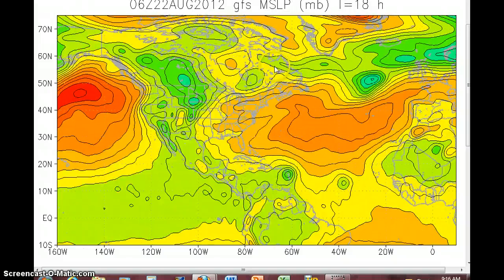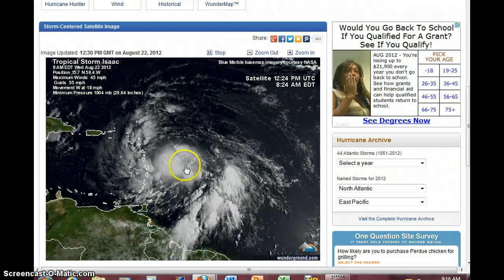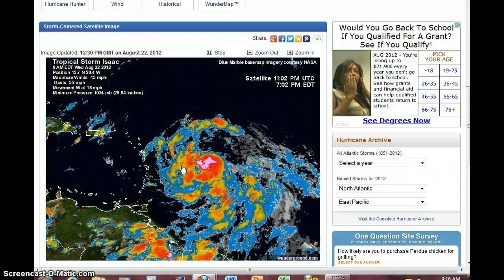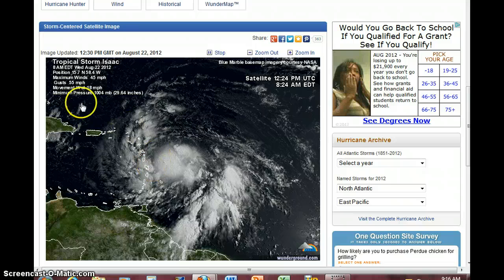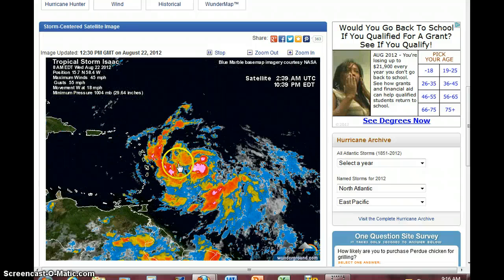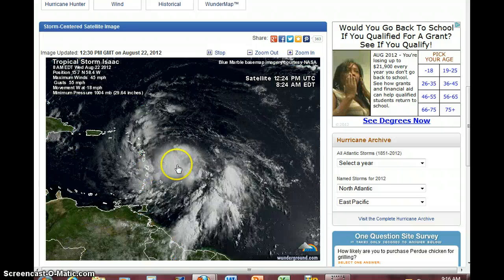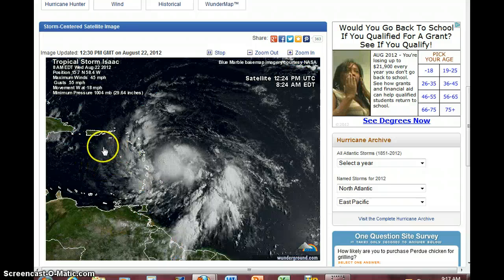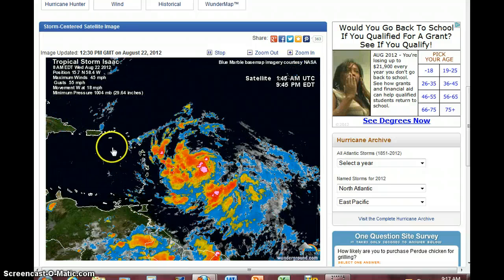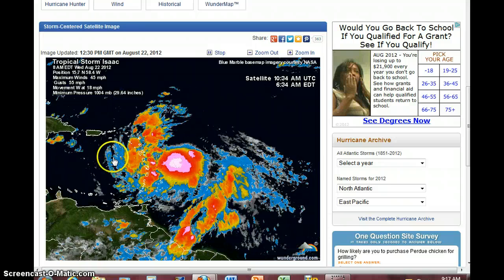That's all I have for today, folks. Just one last look at Isaac. Isaac with 45 mile per hour winds at 15.7 north, 58.4 west. Maximum winds are 45, moving west at 18, 1,004 millibars. Look for Isaac to continue strengthening today. Probably by the time it gets to Guadalupe, we're looking at a 50 to 60 mile per hour tropical storm, and probably becoming a hurricane in this general location here in the next 24 to 36 hours.